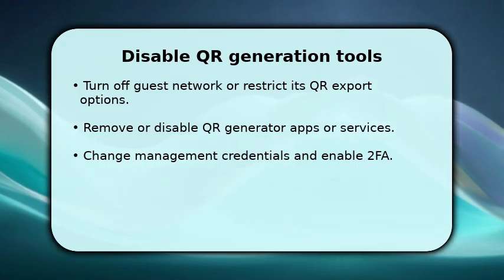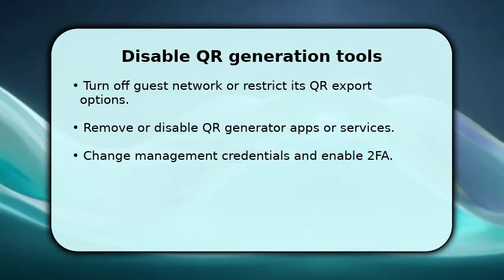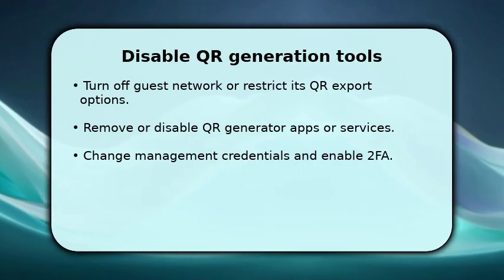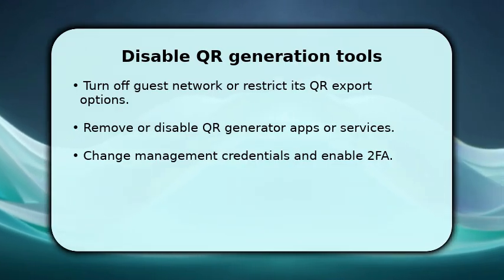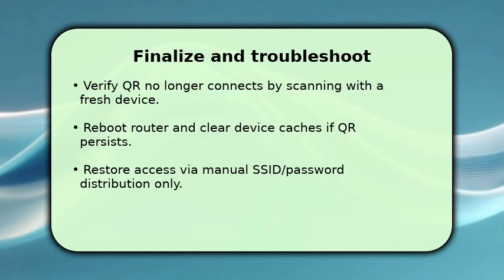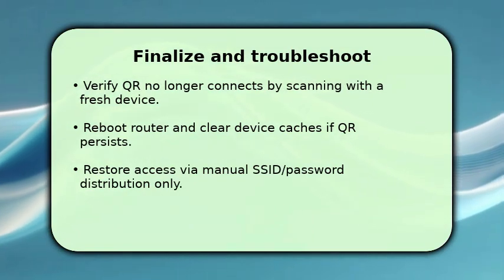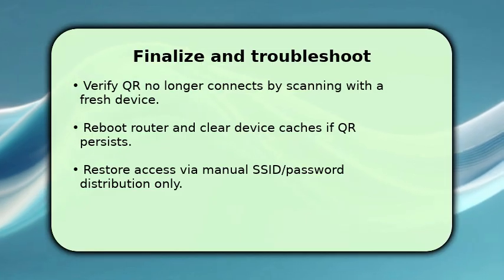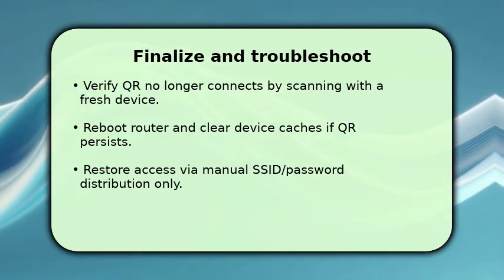Once done, verify no new QR is generated by attempting to create one. If it still appears, continue to lock down services and connected accounts. Finish by confirming the QR code no longer grants access. Scan it with an untrusted phone and ensure it fails to connect or shows no credentials.